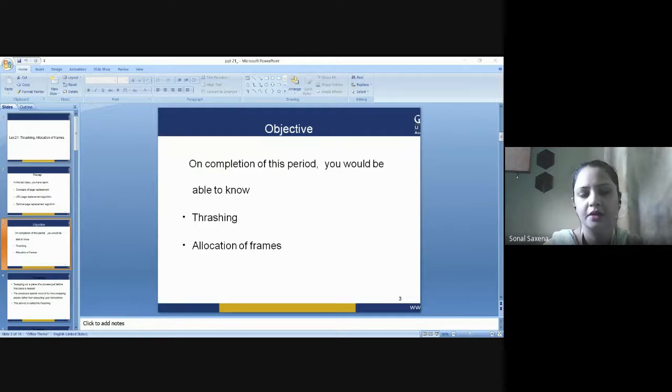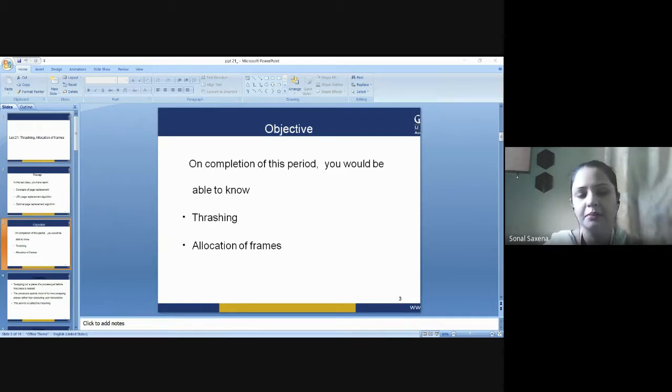There are various constraints on the strategies for the allocation of frames. First, you cannot allocate more than the total number of available frames. Obviously, if you have 25 frames, it is not possible to allocate 26 frames to your different processes. The limit is just 25. If you have 20 frames, you can allocate 20 frames.